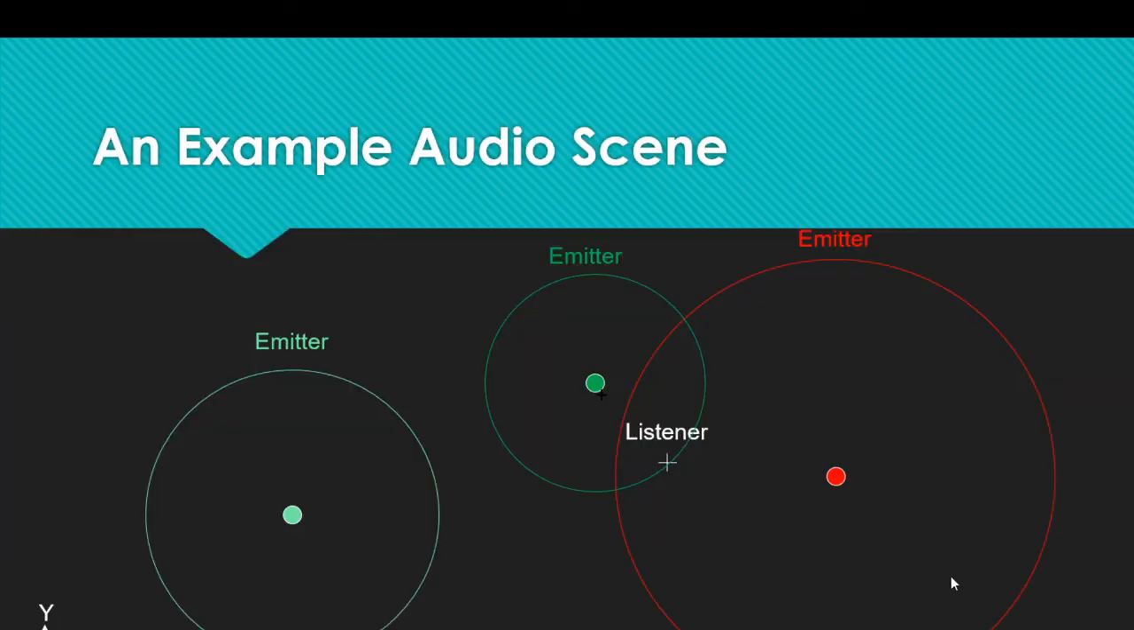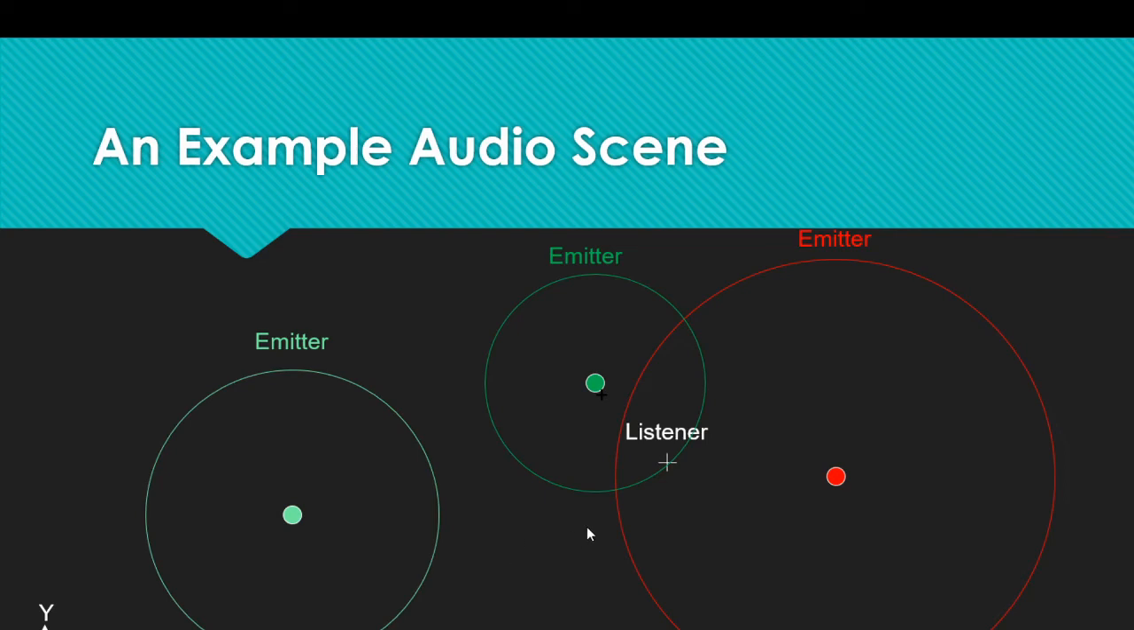So this is a typical audio scene here. You've got the listener here, the little white cross, and it's moving between a number of audio emitters. It's well within the horizon of the red one, so it'll be listening to that. It's right on the cusp of hearing the green emitter here, and then the slightly lighter green emitter is out of range. So this is the kind of thing we're looking at.